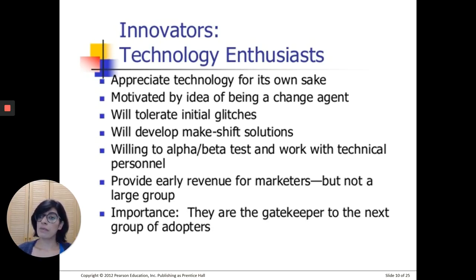And the reason why these people are important is because they are the gatekeeper to the next group of adopters. So they will be the early enthusiasts. They're the ones that will talk to the early adopters and show them that this product or service is great to have.